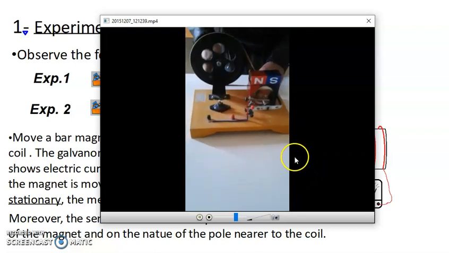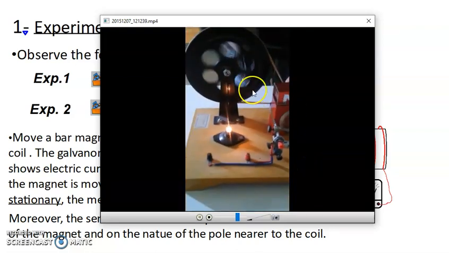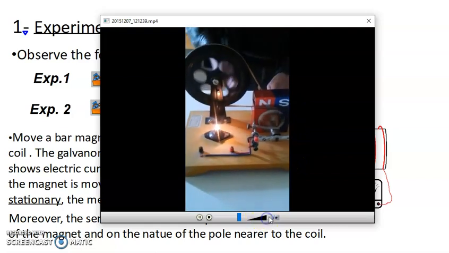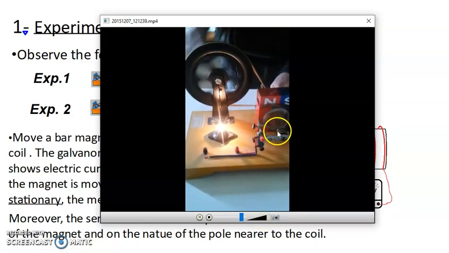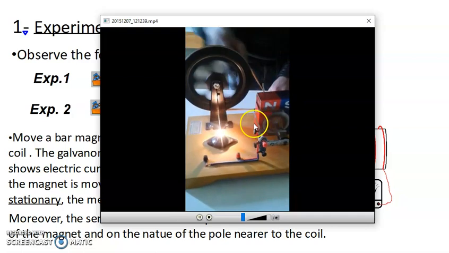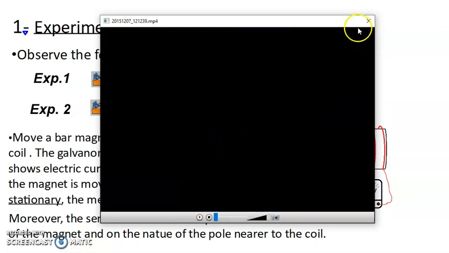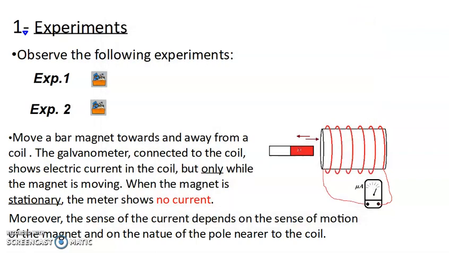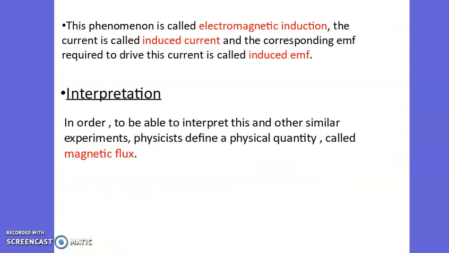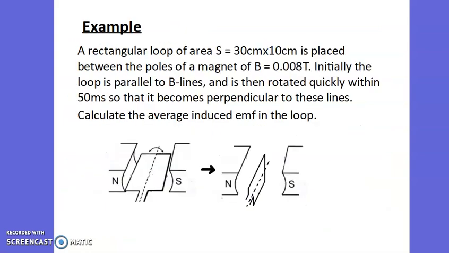We have in this case a variation of magnetic flux. You see the rotation of the coil inside the magnet. We have a variation in the magnetic flux, so we have an induced current. This induced current passes in the lamp, and so the lamp glows. Okay? So this is called an alternator.